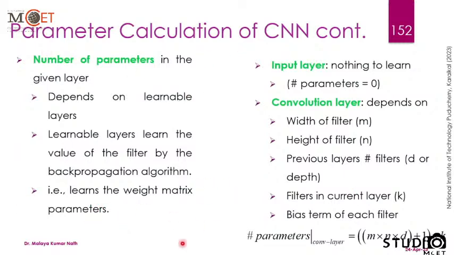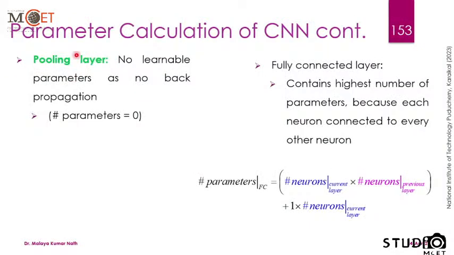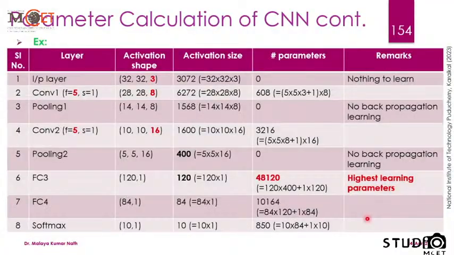The input layer has nothing to learn, so the number of parameters is equal to zero. But the convolution layer takes part in the learning process, and the number of parameters is computed from the width of the filter, the height of the filter, the number of filters in the previous layer and the filters in the current layer, as well as the bias term. Similarly, the pooling layer has no parameters to learn, so the number of parameters is zero. For the fully connected layer, the number of parameters is the number of neurons in the current layer times the number of neurons in the previous layer plus one, times the neurons in the current layer. So this is all about the parameters.